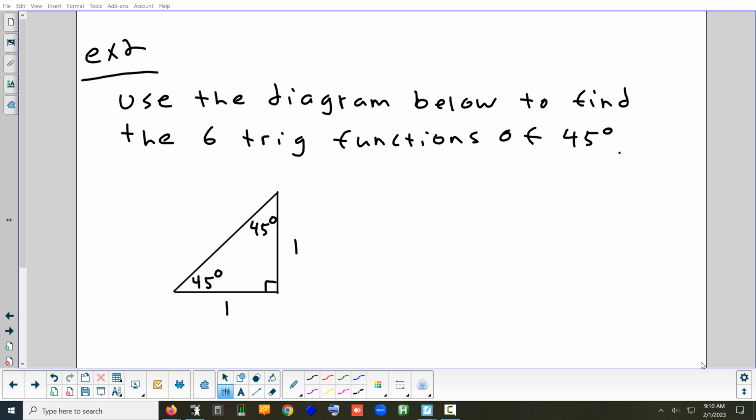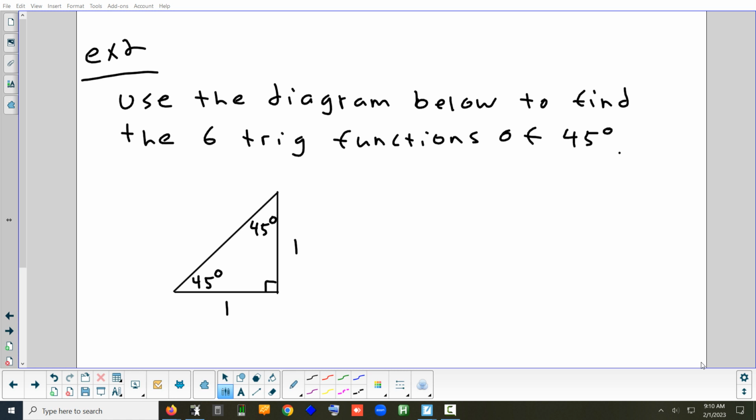Okay, so we're going to finish up the first part of 6.1, and then we'll take a look at part 2. Ideally, we'll finish part 2 today. If we don't, we might have a little bit to finish tomorrow, and then the rest of the time tomorrow would be for review. All right, so it says, use the diagram below to find the 6 trig functions of 45 degrees.